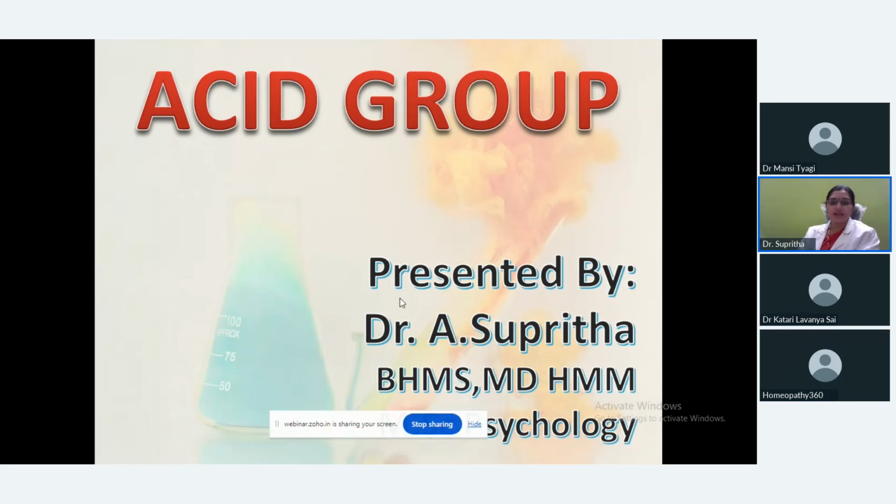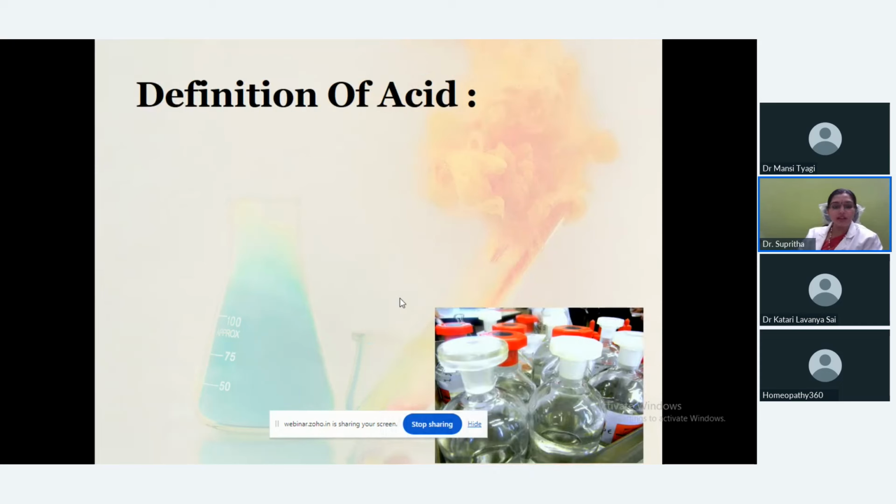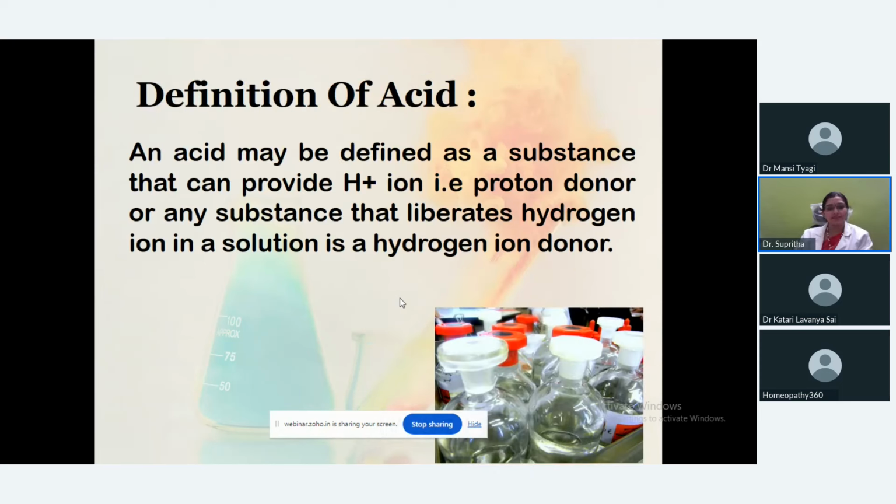A very good evening to one and all. So let us start with the acid group today. First of all, let us know the definition of acid. So acid can be defined as a substance that can provide a H plus ion, that is a proton donor, or any substance that liberates hydrogen ion in a solution is a hydrogen ion donor.